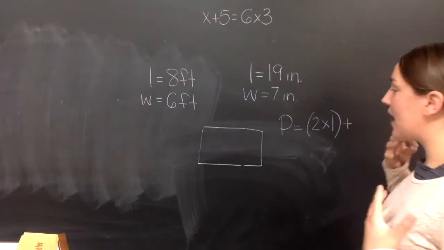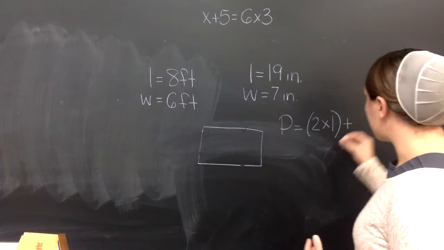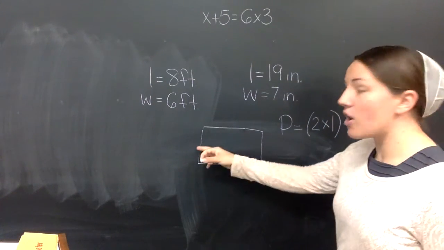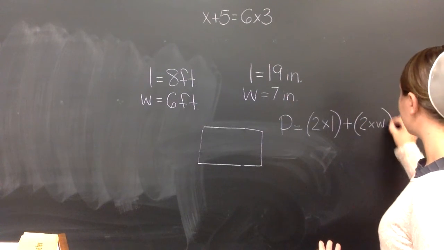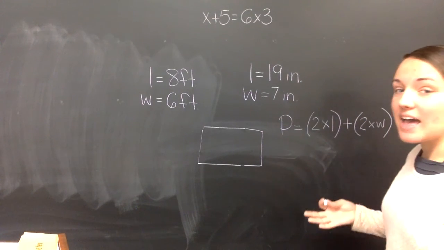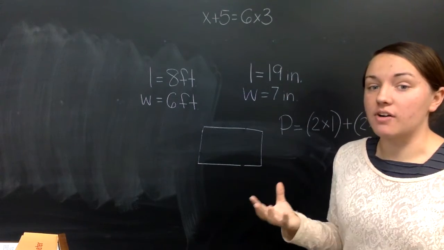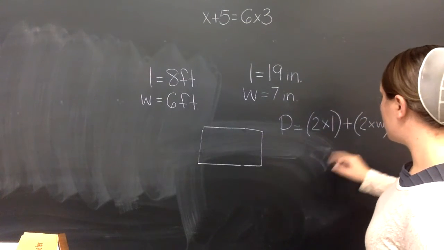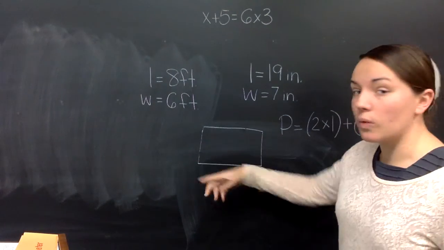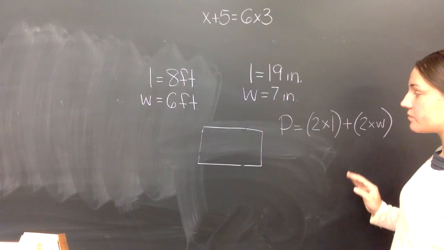And then we said we have to add that to the widths. So we take, there are 2 widths that are the same as well. So we're going to go 2 times the width. Okay? And then we're going to add them together. And that tells us the perimeter of a rectangle. So P equals 2 times the length plus 2 times the width. This is our formula for this.